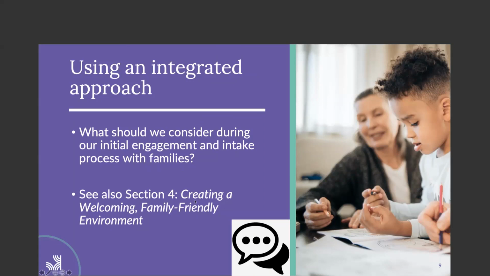And we also noted on this slide that we talk about in section 4, which we mentioned last time, creating a welcoming, family-friendly environment. And so, thinking from the child's perspective and the family's perspective: do I see me in this place? Do I feel comfortable? Are things at child's eye level? What's seen? What does it look like? How welcoming is it? And so that's all part of that initial engagement process and taking an integrated approach.